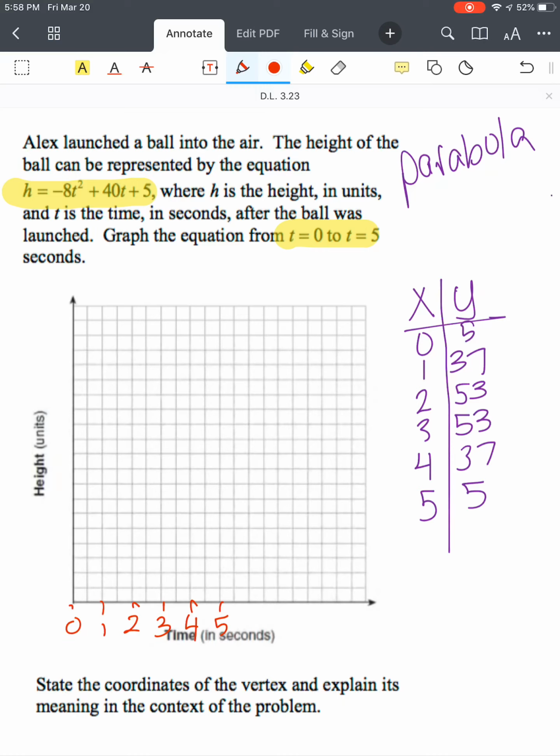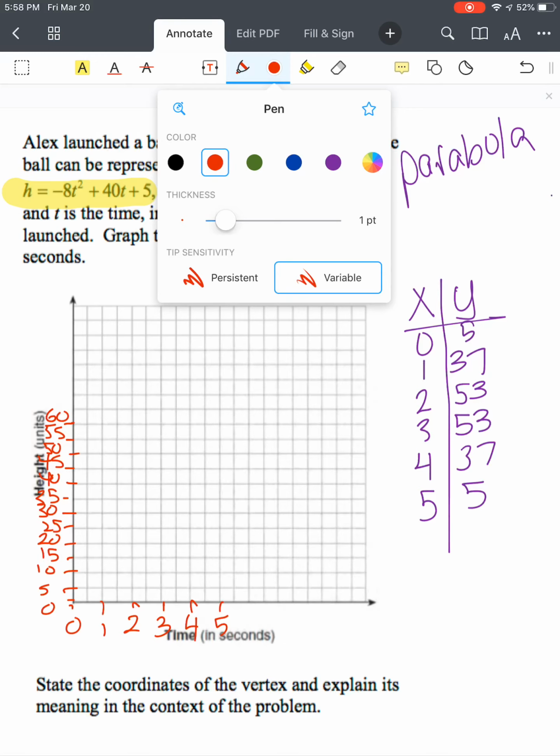Okay, now I need to go up to at least 53 for the y's. So I'm going to go up each box by 5s. That seems to be a good scale that I picked. I didn't totally go up to the top, but I had a little extra room, so that's good. All right, so let's graph this parabola.